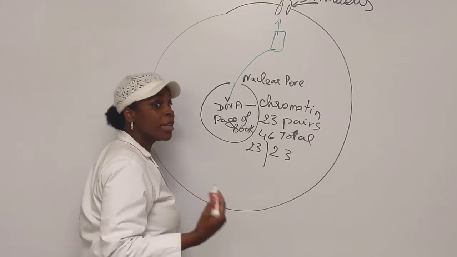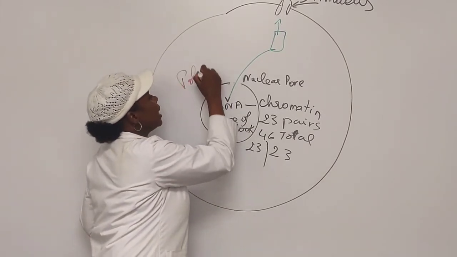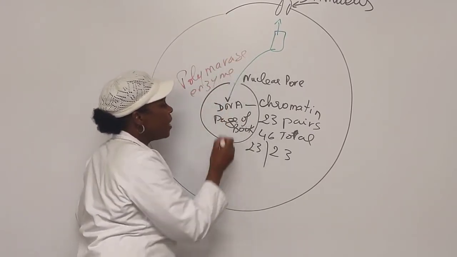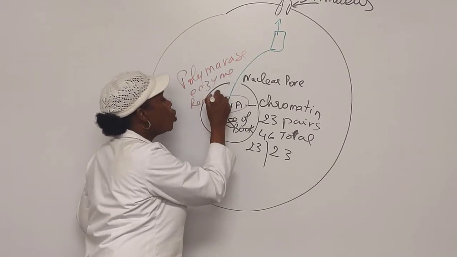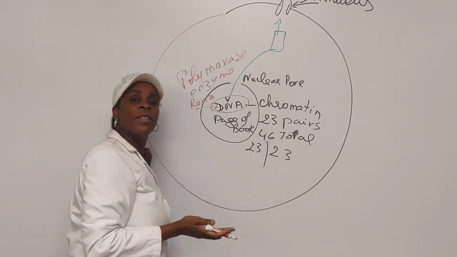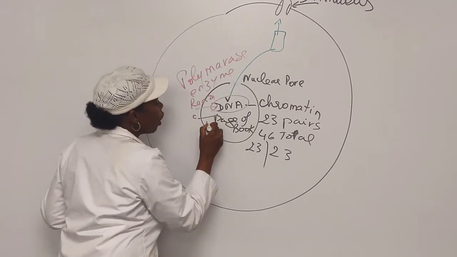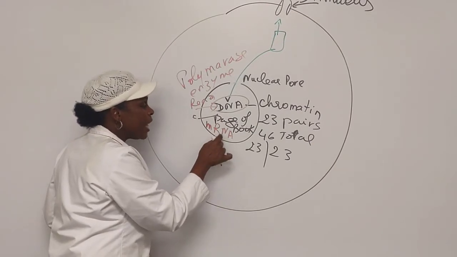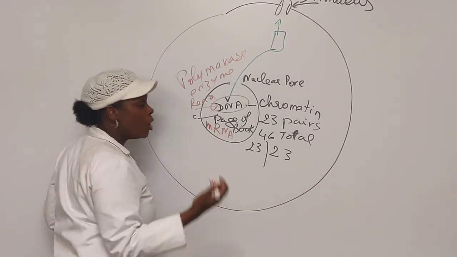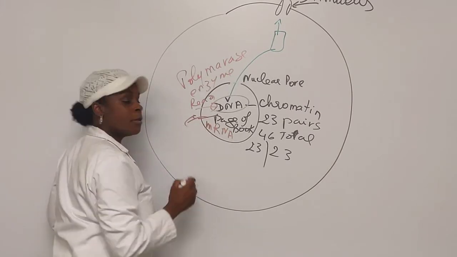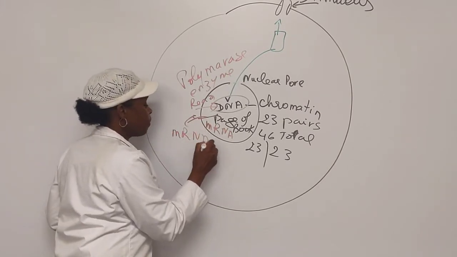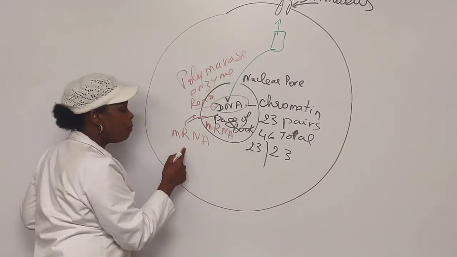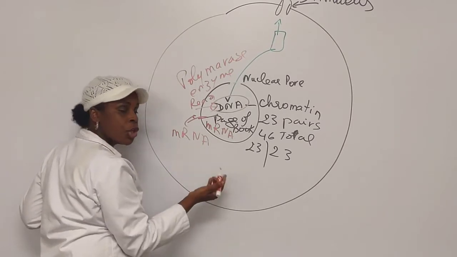That enzyme is polymerase. Polymerase is an enzyme whose job is to read the code on the DNA and make a copy of it. And that copy is called mRNA, messenger RNA. If the protein is meant to be shipped out of the cell, the mRNA will come out of the nucleus to the cytoplasm. When it comes out of the nucleus to the cytoplasm, this mRNA has the message of the DNA.